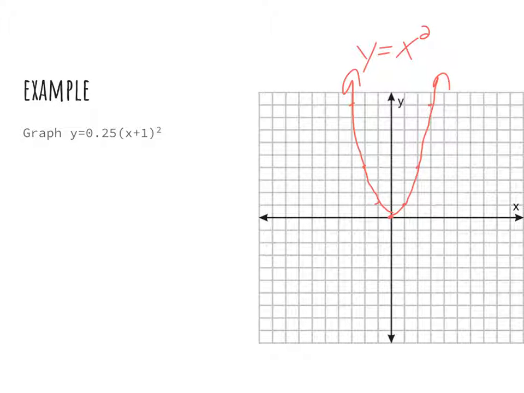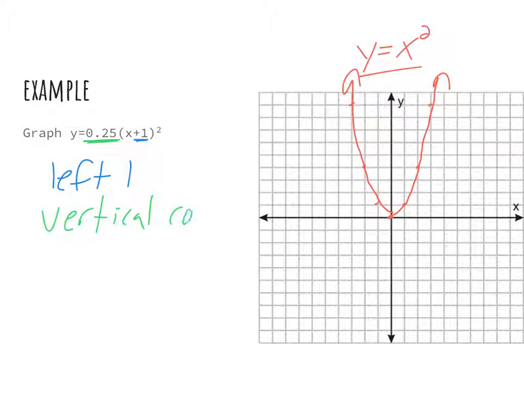So now we've got another example here. We've got y is equal to 0.25 times (x plus 1) squared. Again, we're going to start with the parent function, y is equal to x squared. And if we look inside the parentheses, this plus 1 should tell us to move left 1. And then this 0.25, that should be a vertical compress.